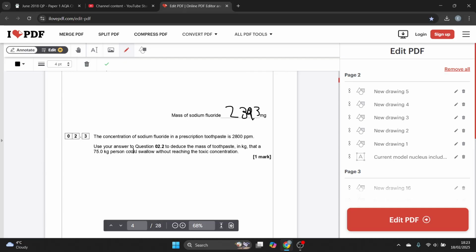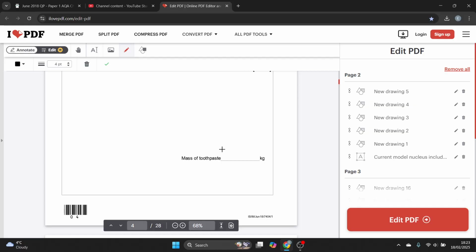Use the answer to the previous question to calculate the mass of toothpaste in kilograms that a 75 kg person could swallow without reaching the toxic concentration. So it's just going to be my answer to the previous part, divided by 2800. I went in kilograms anyway, so it's 0.854.